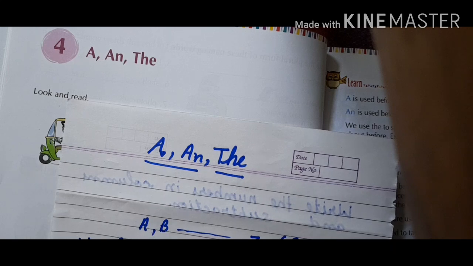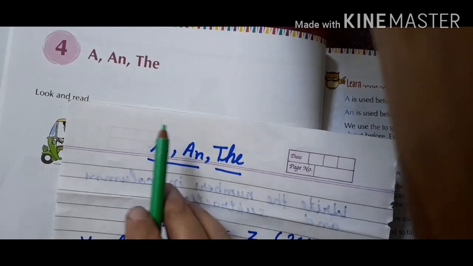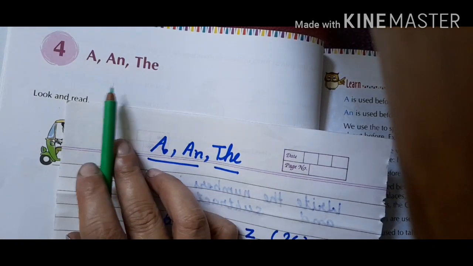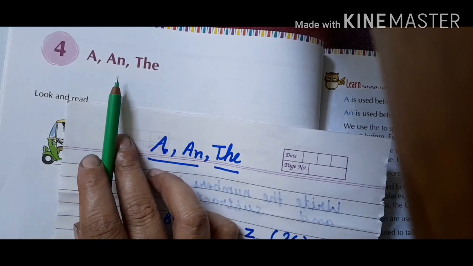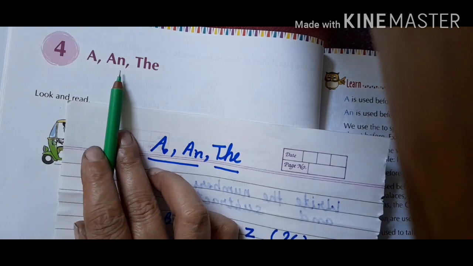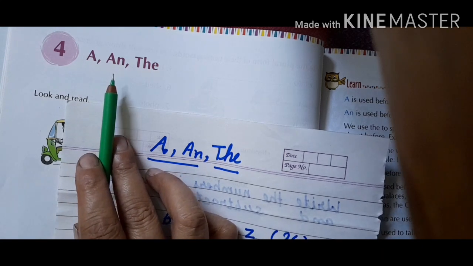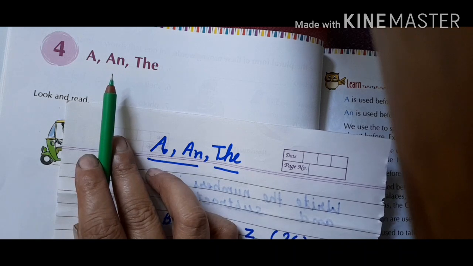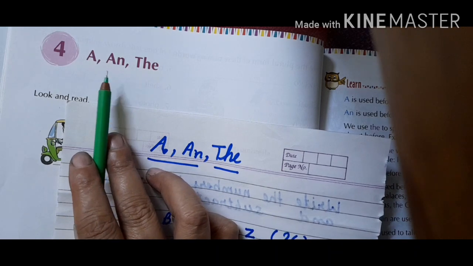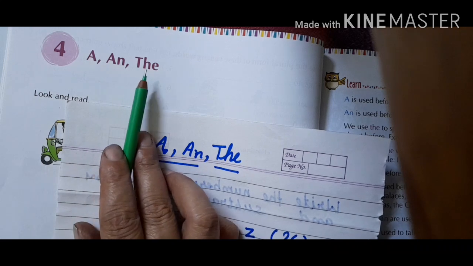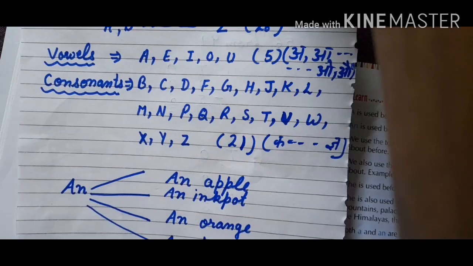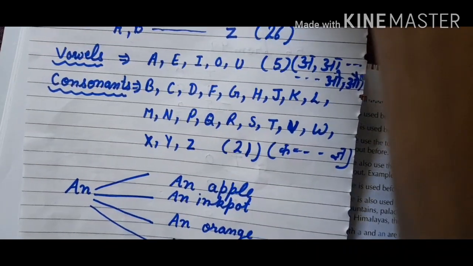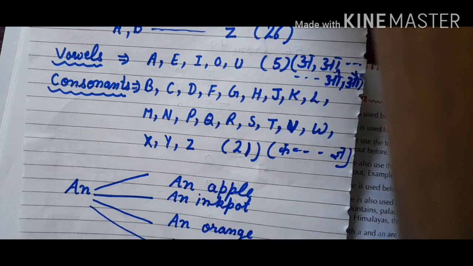So now we will learn the use of articles a and the. In articles we use a and the. Here a and an have the same meaning. A and an have the same meaning and we use a and an with singular numbers. But we use the with both singular and plural numbers. So students, first of all we will learn the use of an.